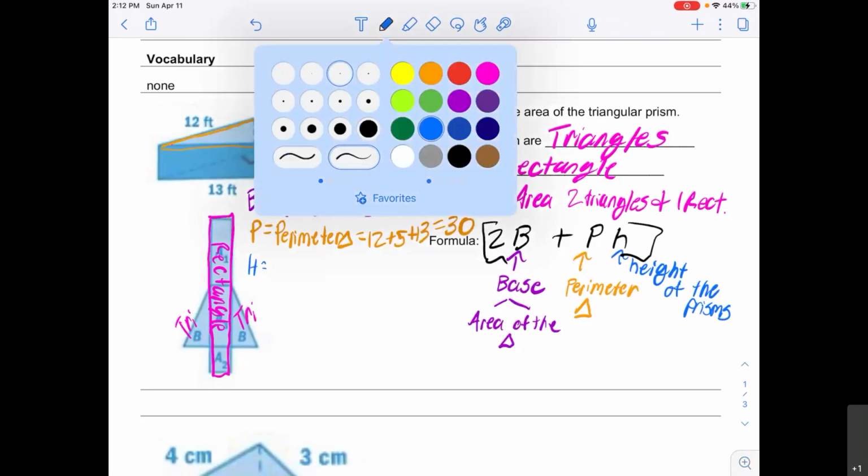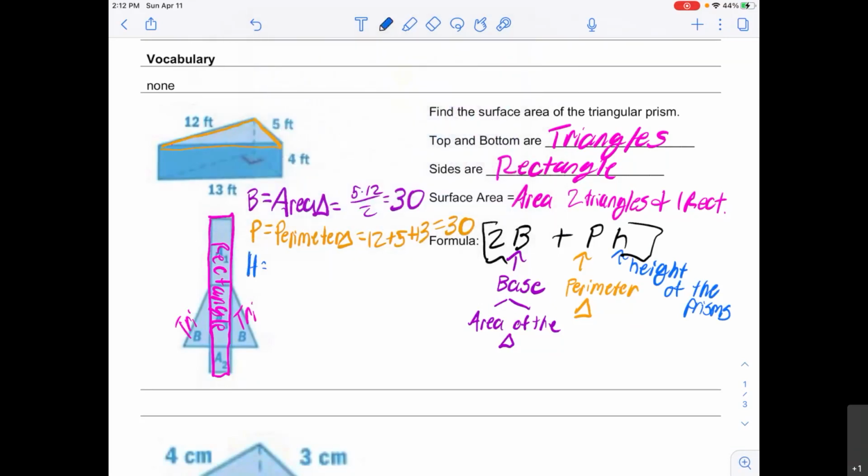And then the last thing I need is the height of the prism. The height of the prism is the number that is not part of the triangle. In this case, that's this number here. That side is only part of the rectangle. It's not part of the triangle at all. So my height is 4.